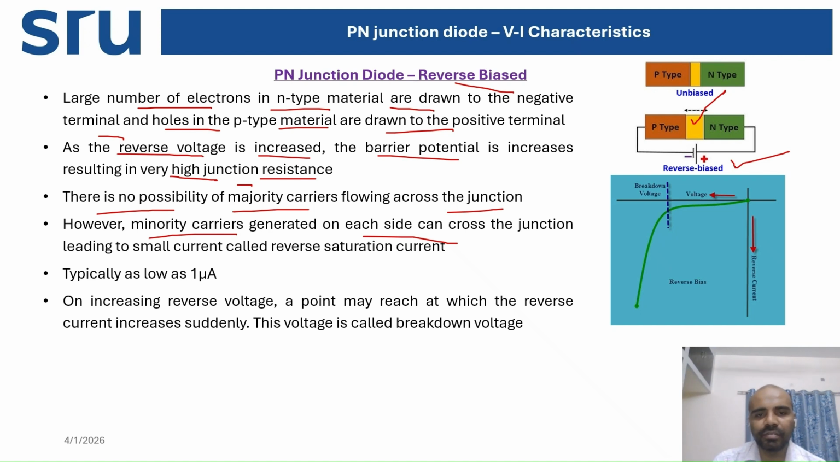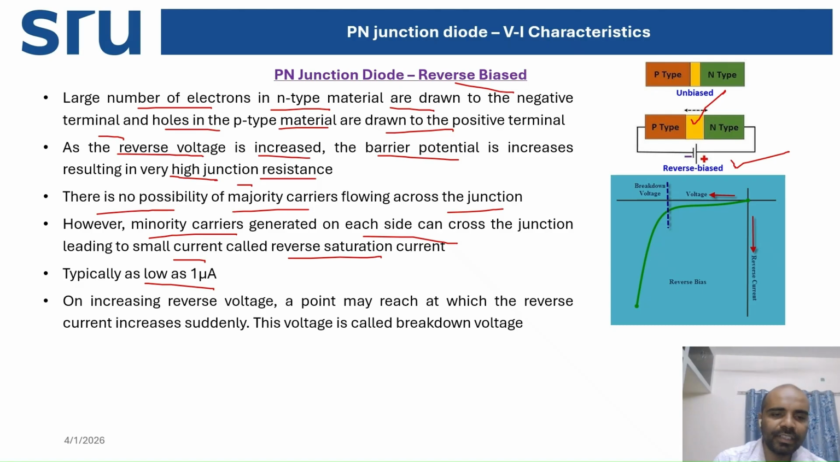The minority charge carriers generate a small amount of current because they can cross the junction, which is known as the reverse saturation current, in the range of microamperes. The forward bias current for a PN junction diode is in the milliampere region, whereas the reverse saturation current in reverse bias condition is in the microampere region, right?